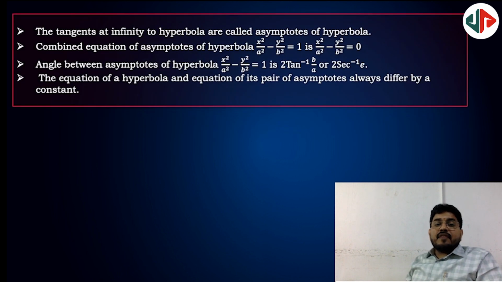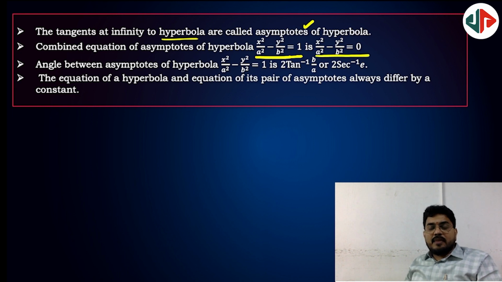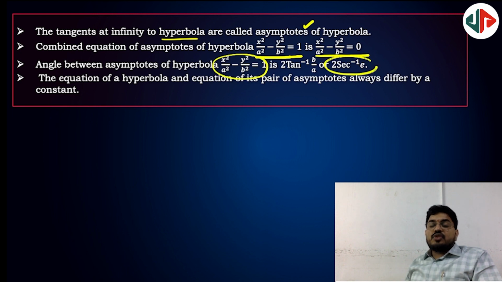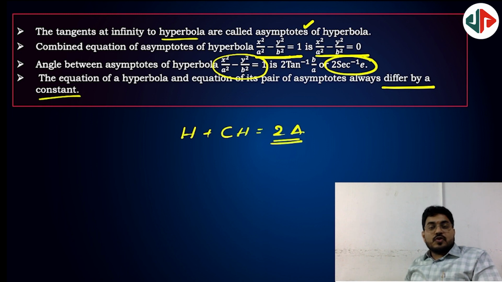Tangents at infinity to the hyperbola are called asymptotes. The combined equation of asymptotes of x square by a square minus y square by b square is equal to 1 is x square by a square minus y square by b square is equal to 0. The angle between the pair of asymptotes is 2 tan inverse b by a or 2 secant inverse e. The equation of the hyperbola and the equation of its pair of asymptotes always differ by a constant. Already I told you, hyperbola plus conjugate hyperbola is equal to 2 times the asymptotes.